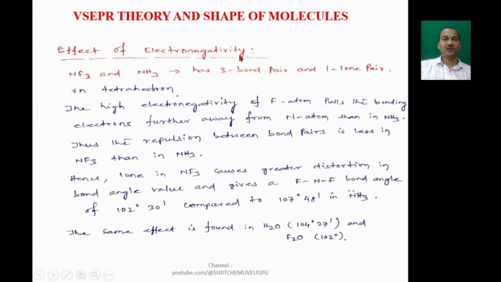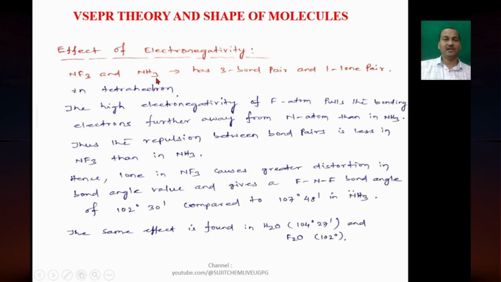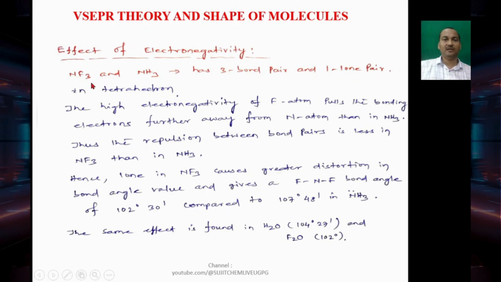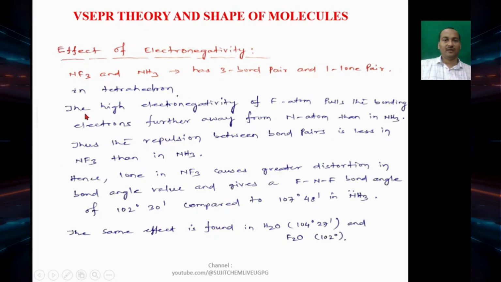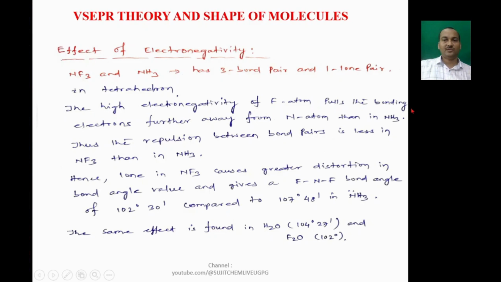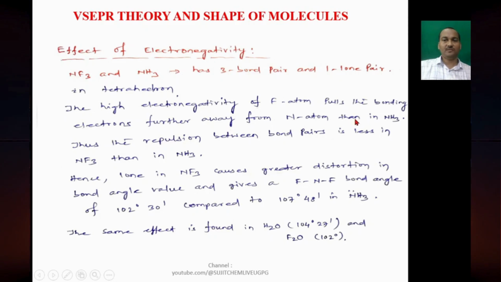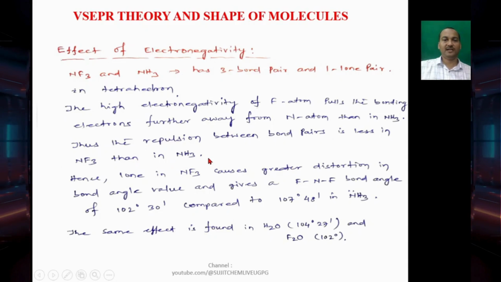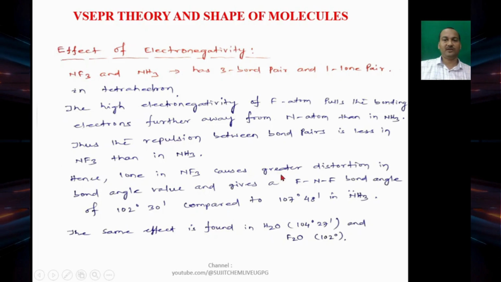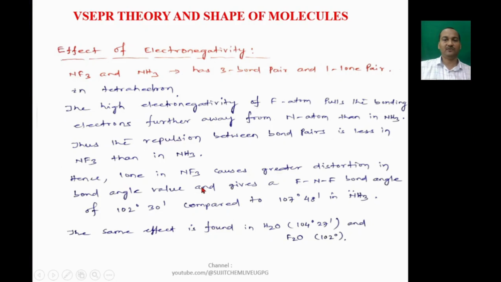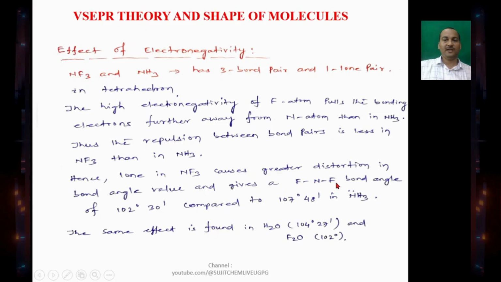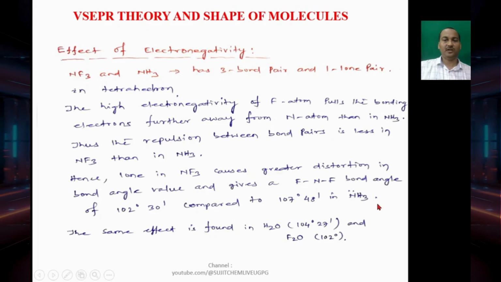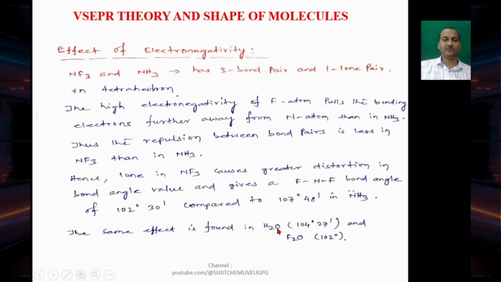The next is the effect of electronegativity. So let's talk about NF3 and NH3 molecules, which have 3 bond pairs and 1 lone pair in the tetrahedral structure. The high electronegativity of fluorine atom pulls the bonding electrons further away from nitrogen atom than in ammonia. Thus the repulsion between bond pairs is less in NF3 than in NH3. Hence the lone pair in NF3 causes greater distortion in bond angle value and gives an FNF bond angle of 102.30 compared to 107.48 in ammonia. And the same effect is found in case of water and F2O.